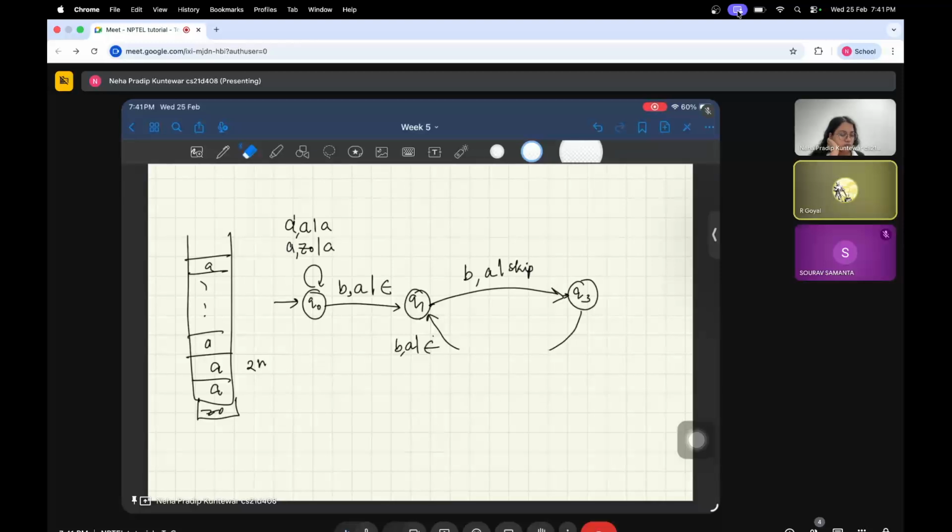Q4 to, yeah. A single B is sufficient. So what is, I mean, Q3 to Q4, having this label B comma A is epsilon. So now in this process, C1, yeah, like this. I mean, why require this Q4?